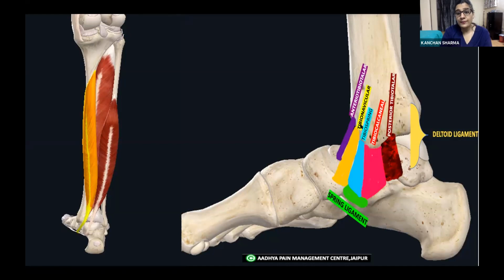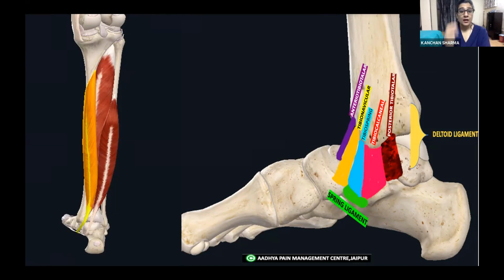Now, on the medial side, you have the deltoid ligament and the spring ligament. If you want to read this in detail, I have sent you a video, and this ligament class was taken by me. So you can just go through it. The tendon class was taken by Devjyoti boss. So if you want to learn in detail about the tendons, you can refer to those videos.